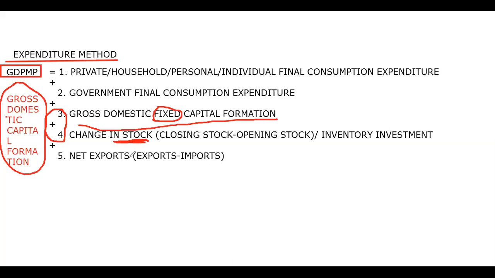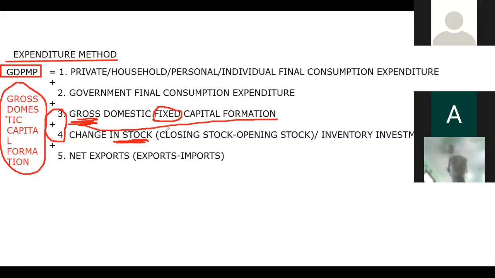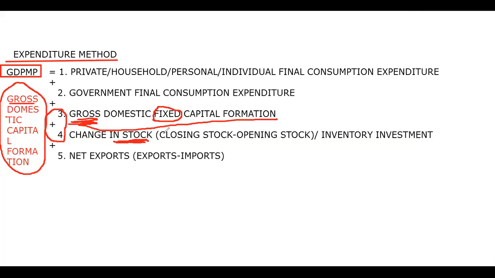And the next very important thing: if anything is given with net, you need gross. Whether this is given or that is given, you need gross. If anything is given in net terms, you can simply add back the depreciation and convert it into gross. If net is given, add the depreciation and convert it into gross. I think it's clear to all now.